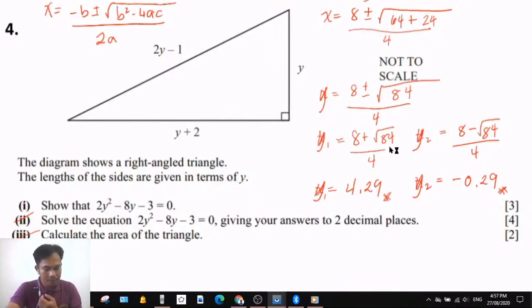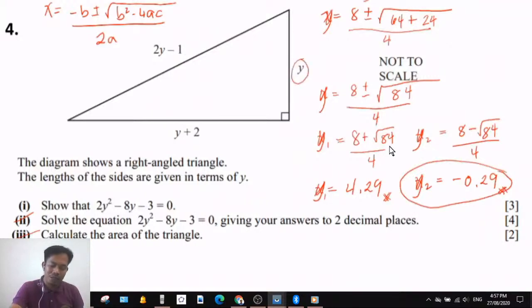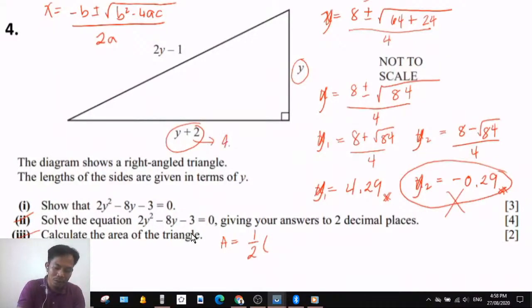So will I be considering a negative value of the y where in fact y is a length? Cannot be. I can only consider 4.29 as the value of y. So 4.29 as the value of y will lead us to calculating the area of the triangle. The area of a triangle is equivalent to 1/2 times the base, which is y plus 2. Y plus 2 means 4.29 plus 2, and 4.29 plus 2 is 6.29.